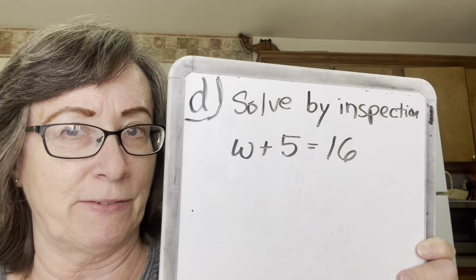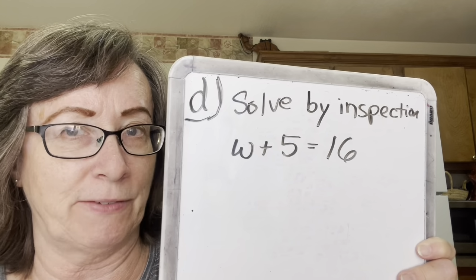see if it's right. So if we were going to look at W plus 5 equals 16, we know there's several ways that we could do this. We know that when we have an addition equation, we could undo it with a subtraction equation. So if something plus 5 is 16, then doesn't it mean that 16 take away 5 is W? That would be one way to solve it by inspection. You're just saying, okay, subtraction undoes addition. You could do that.